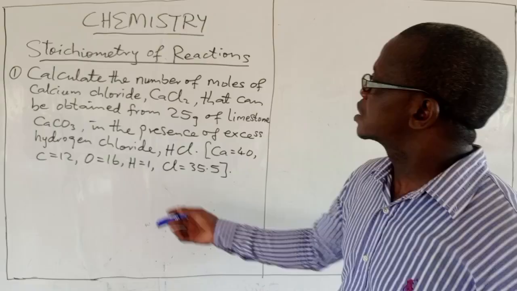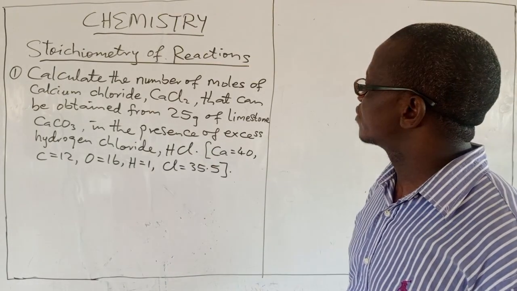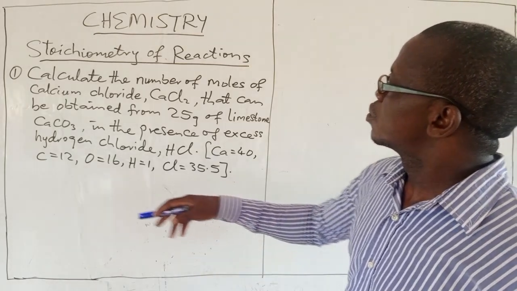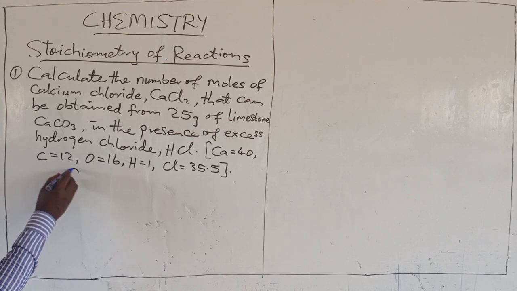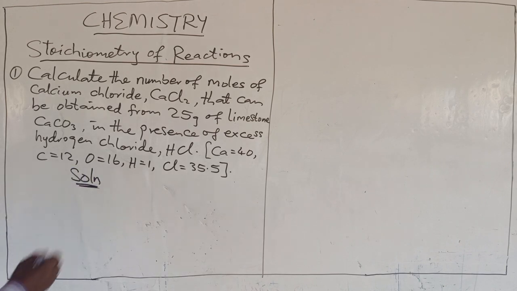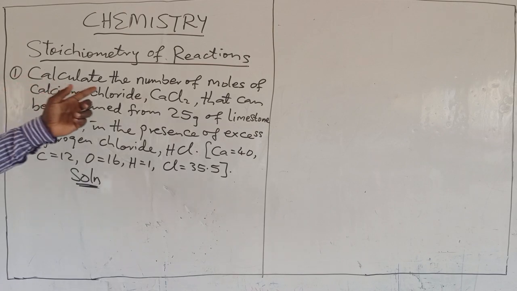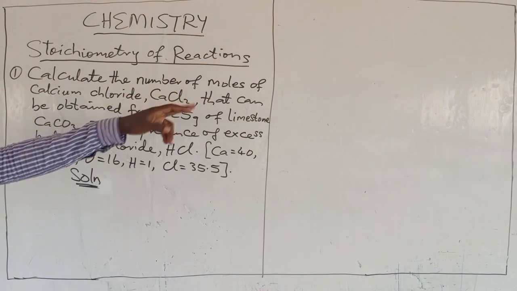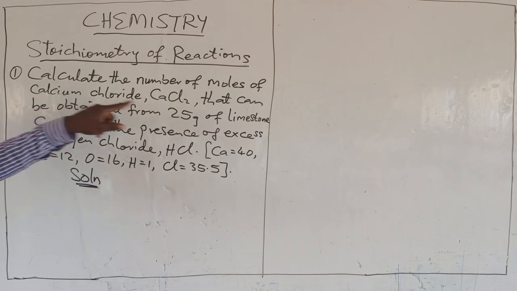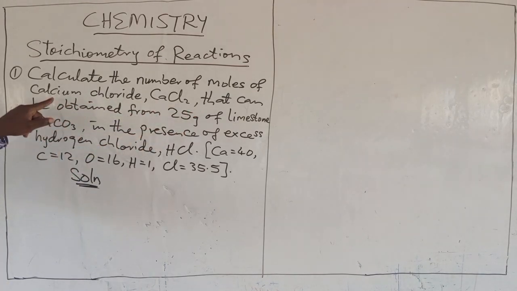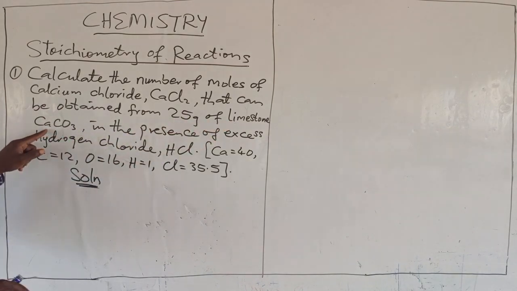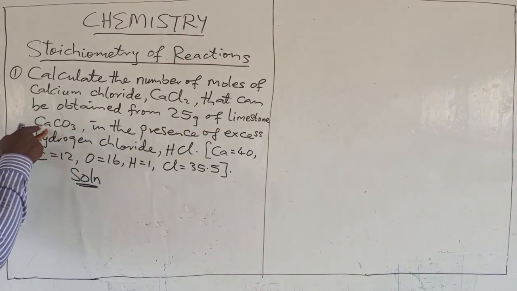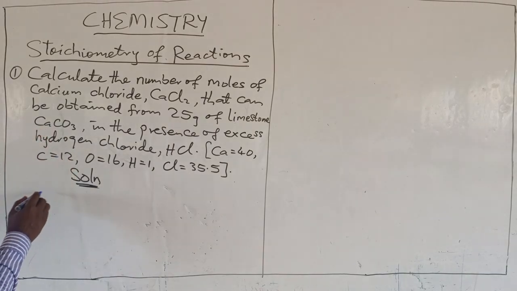Okay, so in this situation, assuming that they have not given you the chemical formula, how do you go about it? Now you say, solution. The first thing you are looking for: they said calculate the number of moles of calcium chloride that can be obtained, meaning that it is in the product, from this mass of limestone. Limestone is the reactant. Let's start with that.